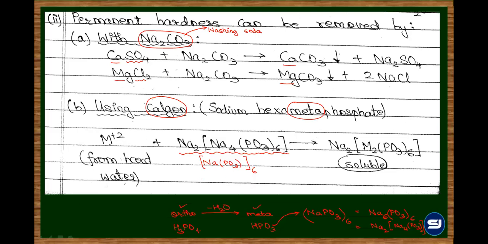So now the chemical method is simple. The M2+ from the hard water, which could be magnesium or calcium cations, is added with the Calgon and it converts into Na2[M2(PO3)6], which is soluble. And because of that, the hardness is removed.